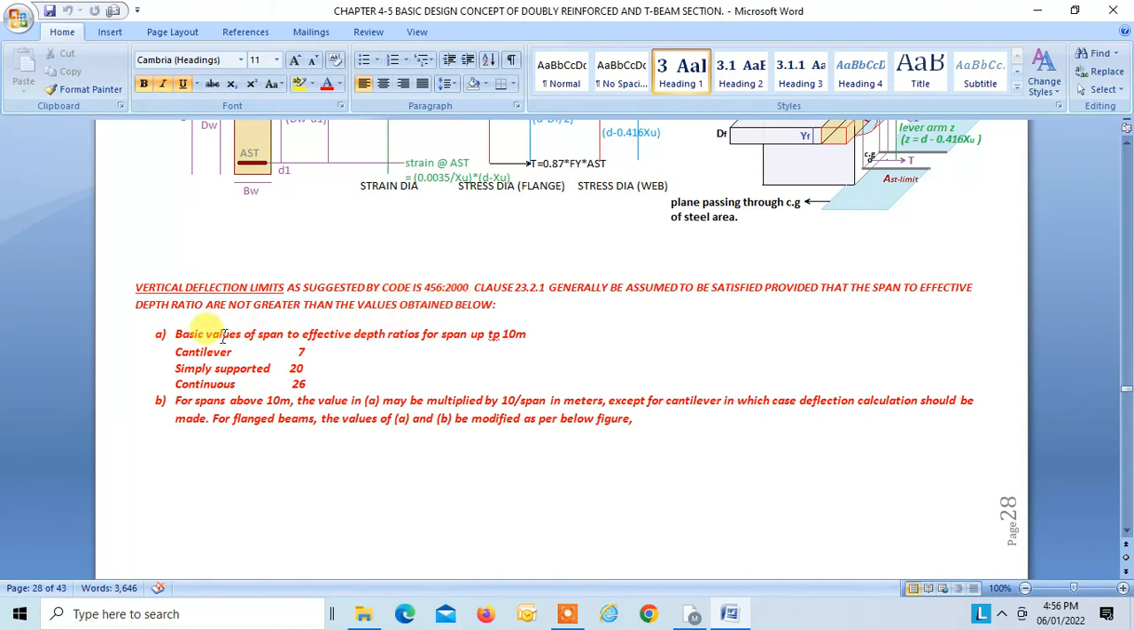This is something which we know: up to a span of 10 meters, the basic L by D ratio for a cantilever is 7, for simply supported it is 20, and for continuous it is 26. If the span is greater than 10 meters, then you have to multiply this by 10 by span. For a cantilever, you have to do the rigorous calculations.